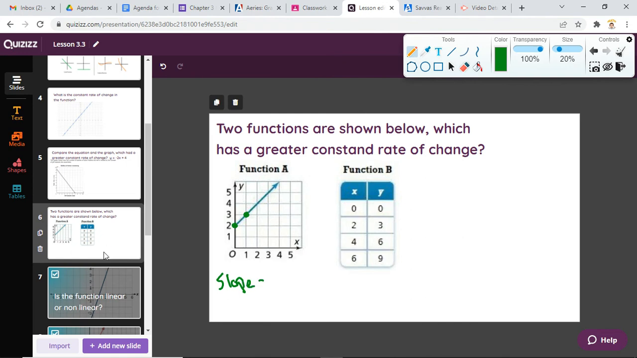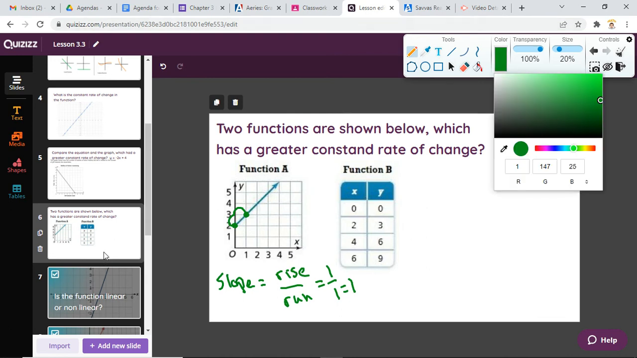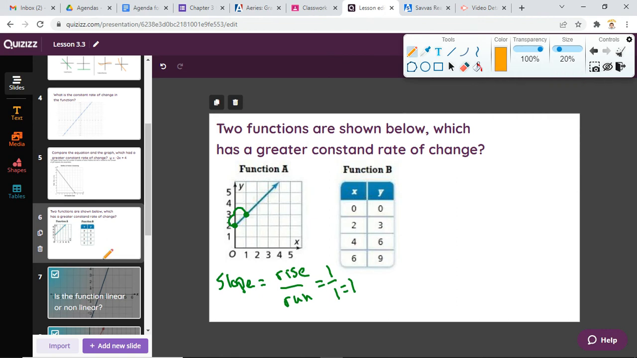So my slope is equal to rise over run. If I look here, I go up 1 and over 1. So my rise over run is 1 over 1 or just 1. Now for function b, I could find my constant rate of change rather, by just noticing how I increase going from my y values here. How am I constantly changing on my y values?